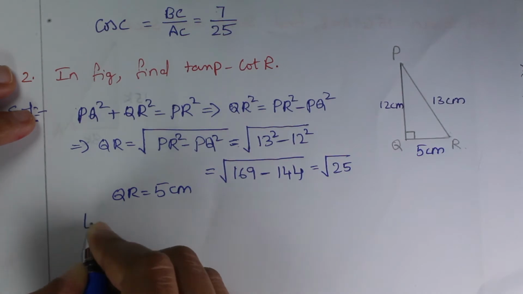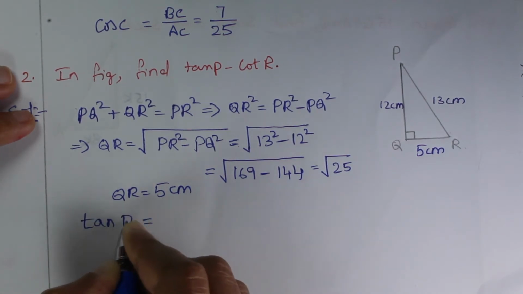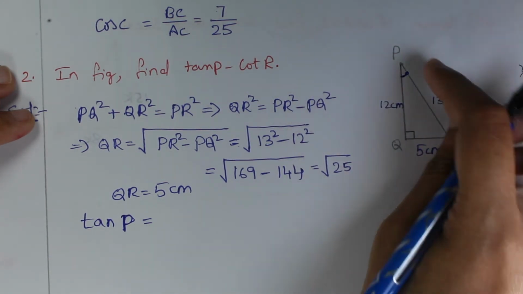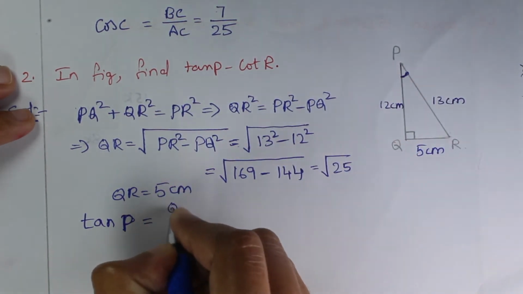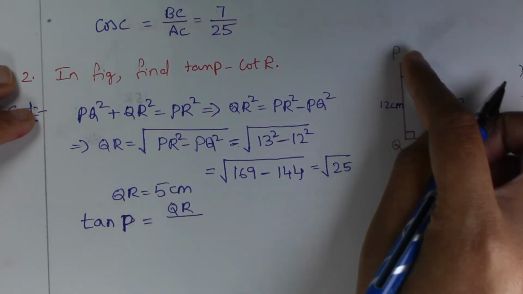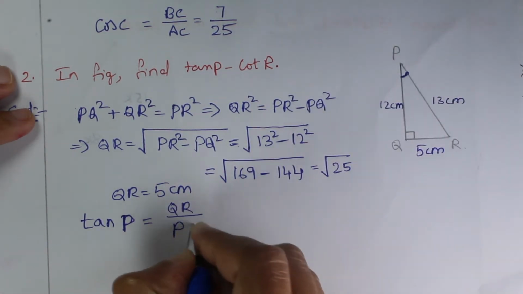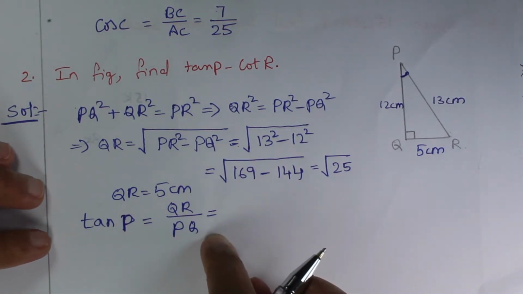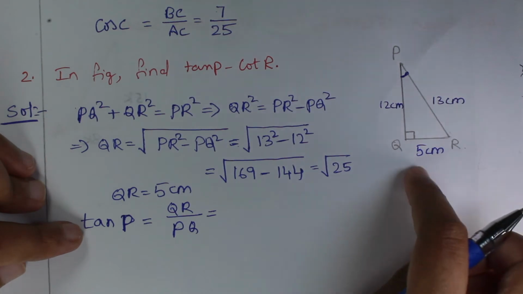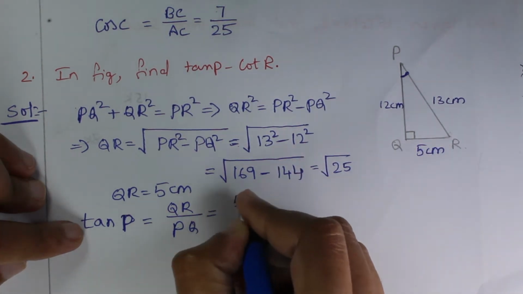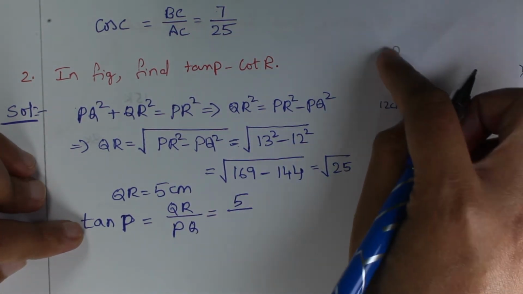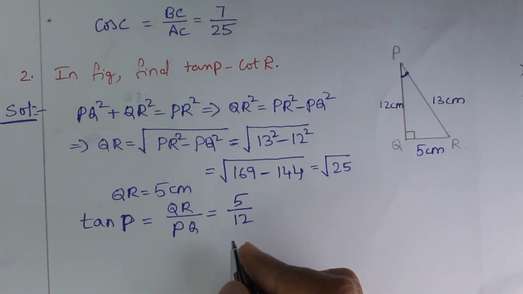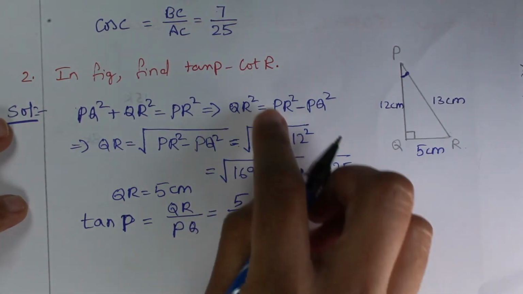Now we can calculate tan P. What is tan P? Tan P is equal to, this is angle P. Opposite side to angle P is QR divided by adjacent side to angle P is PQ. So tan P is equal to opposite side by adjacent side, QR by PQ. What is QR? QR is 5 centimeters divided by PQ is 12 centimeters. Okay, now we have to calculate cot R.